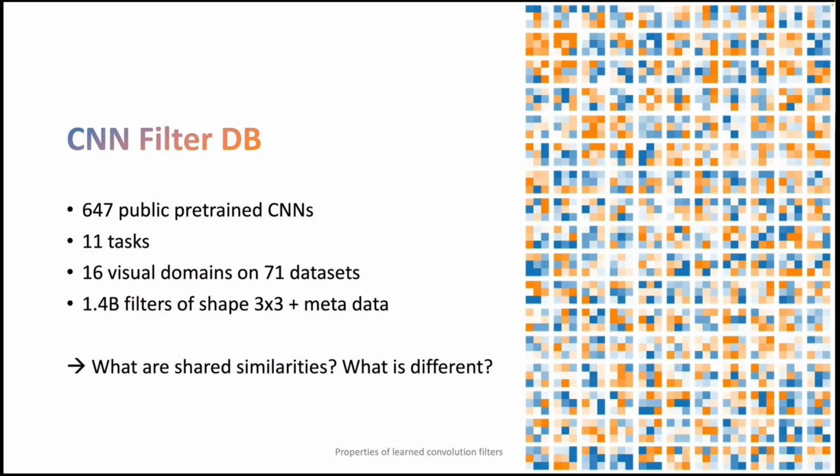So out of these models, we then just extract the convolution filters and analyze them. And in total, we obtained 1.4 billion filters. We have limited ourselves to convolution filters of size 3×3 because that's the most common size. And the data is already very large, so it was already hard to process that. And for every filter, we also have an annotation about the source model. And the questions we wanted to answer are: what are the shared similarities in these filters and what are the differences?